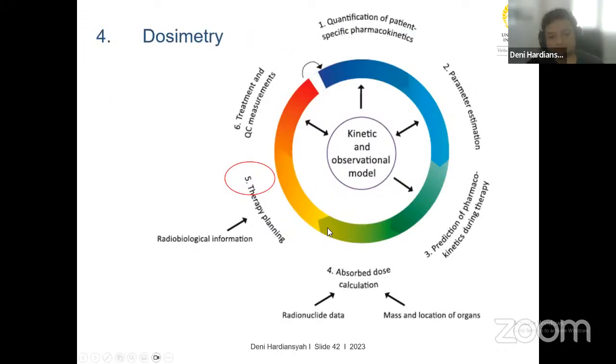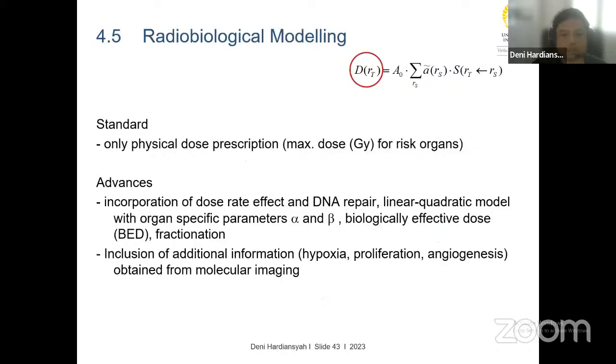And then here we need to perform the therapy planning. The standard one, usually from the medical doctor, they give us the physical dose prescription, for example, the maximum dose for the organ at risk. And then in advance, we would like to also add incorporation of dose rate effect and also DNA repair, linear quadratic model with organ-specific parameters, for example, the alpha and beta parameters. And we can also add some information about the biologically effective dose, the BED, and also fractionation.